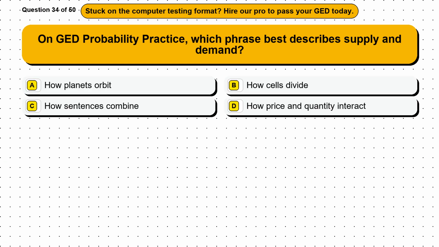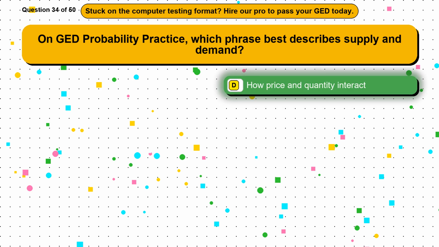Question 34. On GED probability practice, which phrase best describes supply and demand? Option A. How planets orbit. Option B. How cells divide. Option C. How sentences combine. Option D. How price and quantity interact. The correct answer is option D.